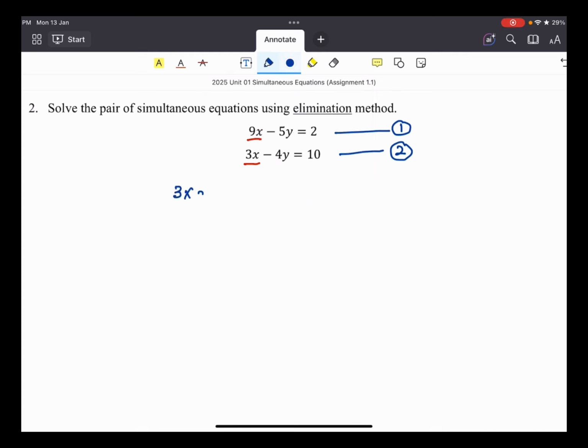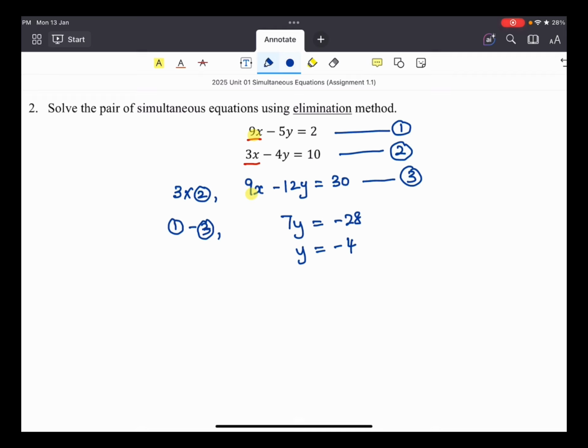So I take 3 times equation 2. We have 9x minus 12y equals 30. Then I'm going to call this equation 3. Since now this 9x and this 9x match up, I'm just going to subtract, right? So I'm going to take equation 1 minus equation 3. 9x minus 9x gives us 0, we don't need to write that down. Negative 5y minus negative 12y gives us 7y. And then 2 minus 30 gives us negative 28. So that brings us to y equals negative 4.